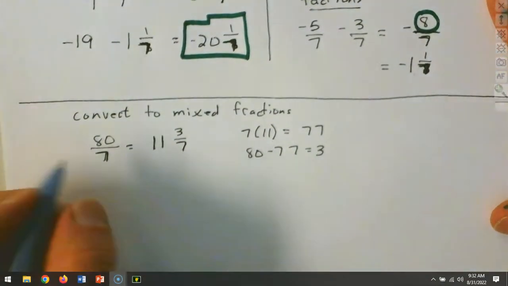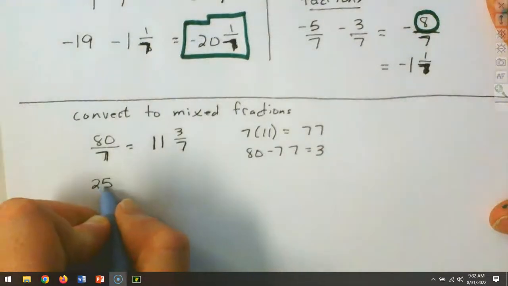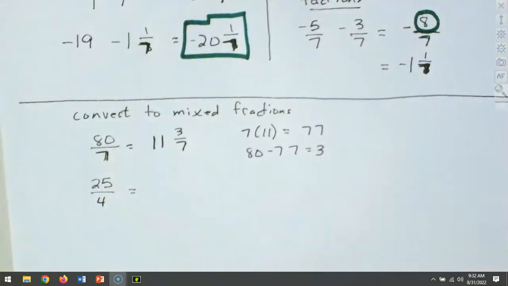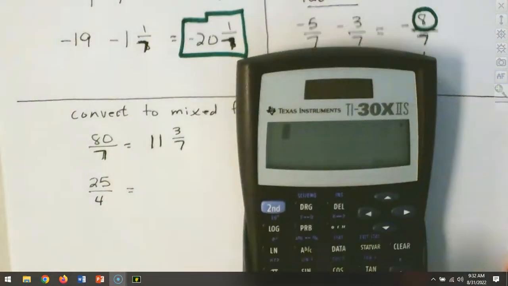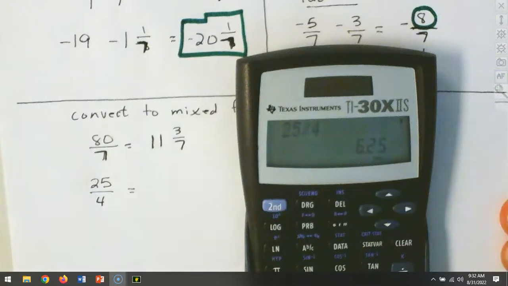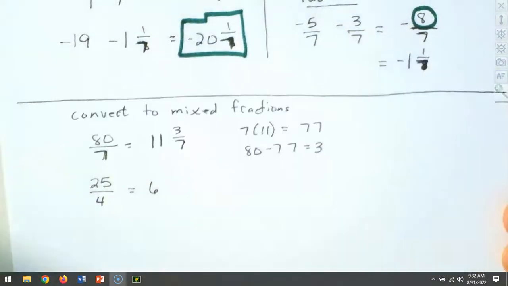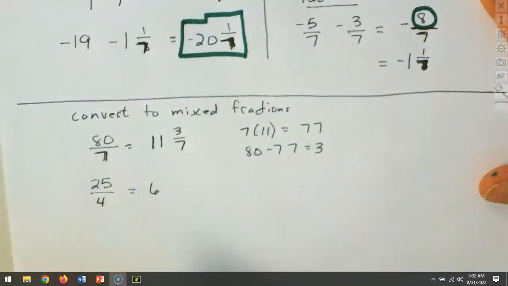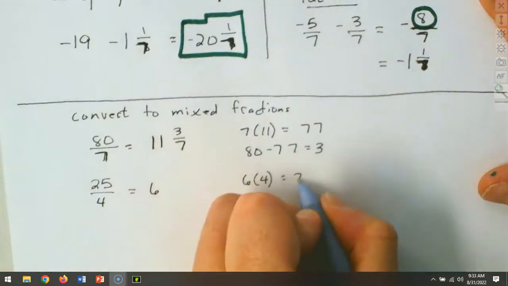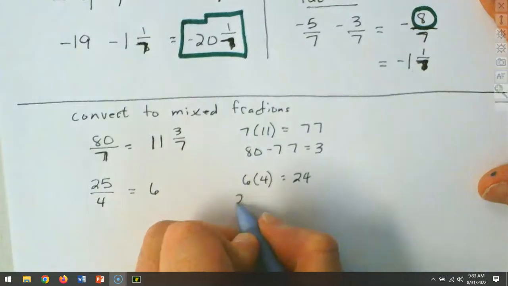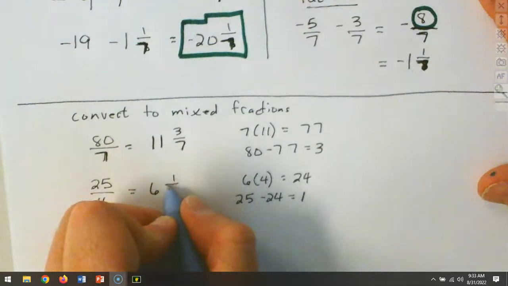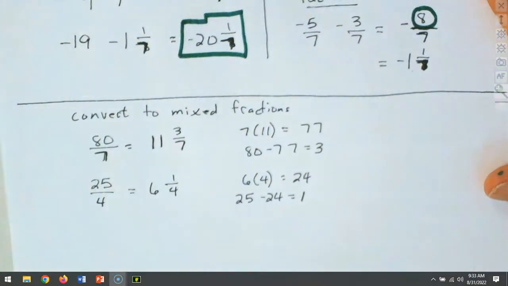Okay, so let's try another one. How about 25 over 4? What would 25 over 4 reduce down to? Let's work it out. 25 divided by 4, 6.25. So what number is going to go out in front? 6. Now we multiply the 6 times the 4, the number down below. What is that? 24. And what's 25 minus 24? 1. So what would this be? 6 and what? 1/4.